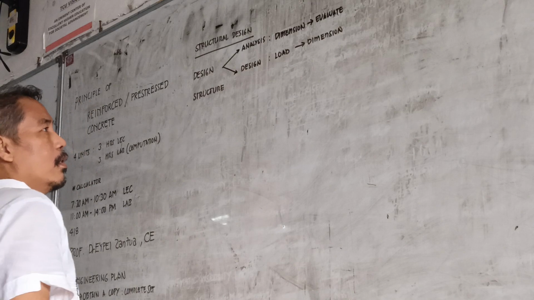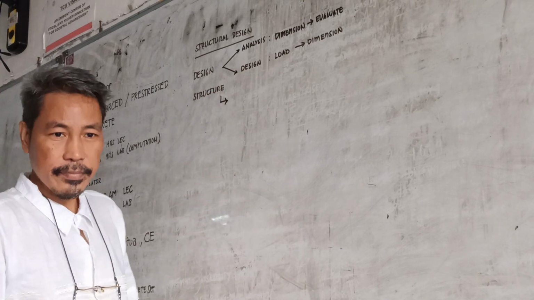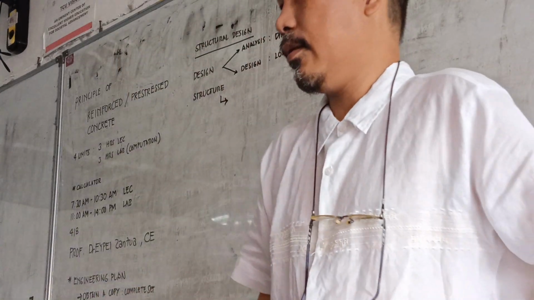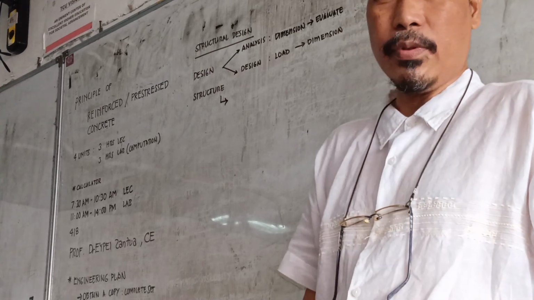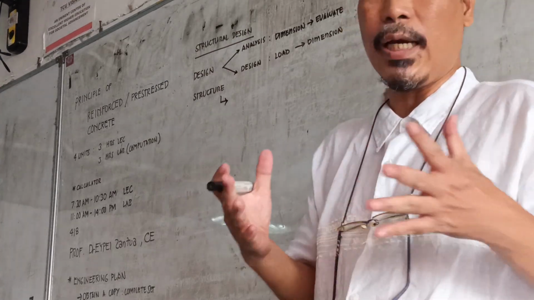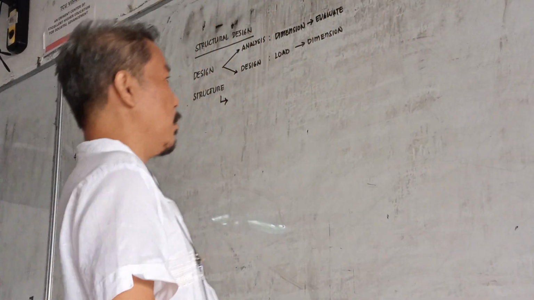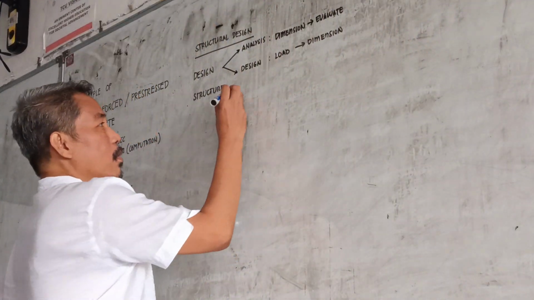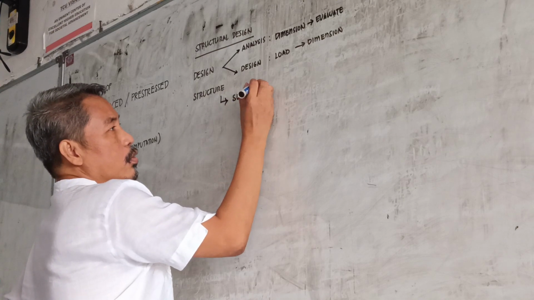Okay? When we are talking about structure, therefore, what do we mean by structure? Structure is anything, any object, that performs the specific purpose of supporting a load. That is the specific purpose of a structure. It supports some load. To support load.